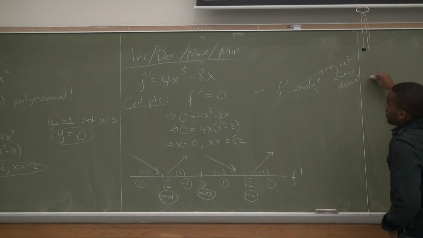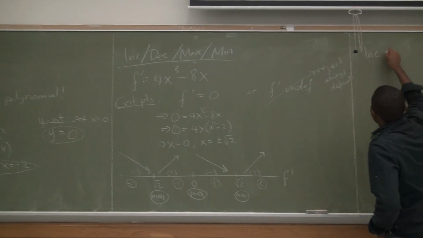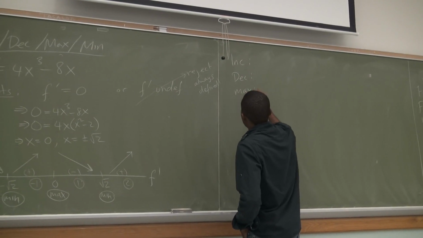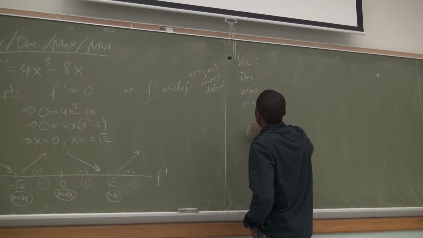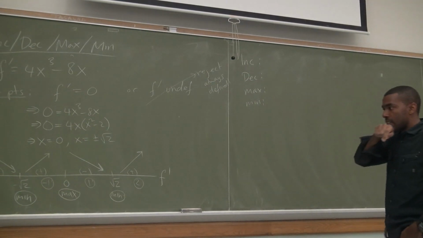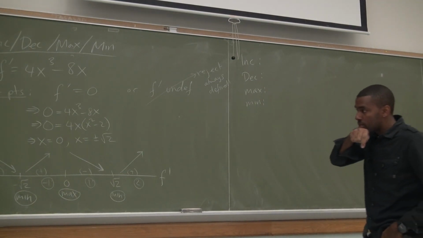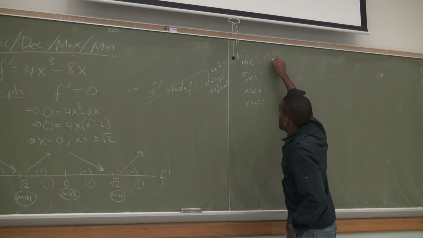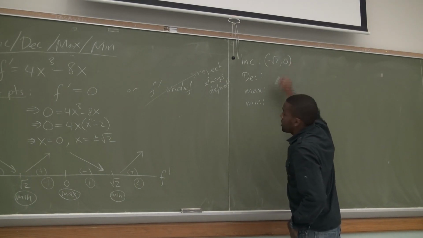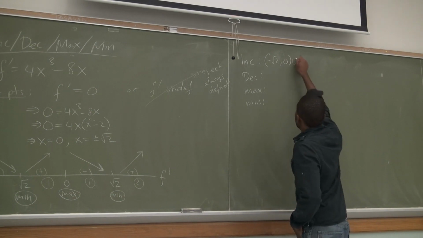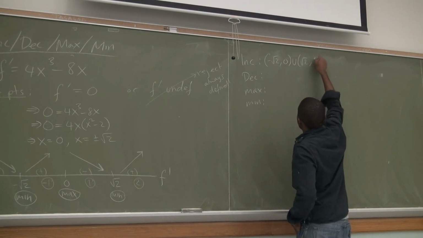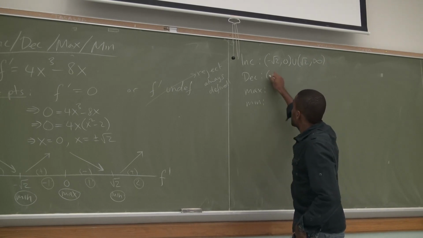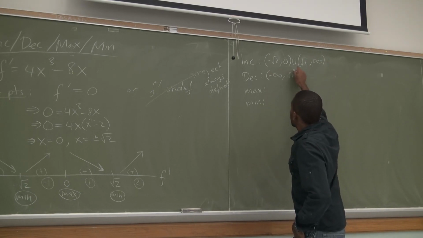Now if I want to talk about where it is increasing and where it is decreasing, what's the maximum, what's the minimum? Where am I increasing? Minus radical 2 to 0, and union radical 2 to infinity. Decreasing: negative infinity to negative radical 2, union 0 to radical 2.